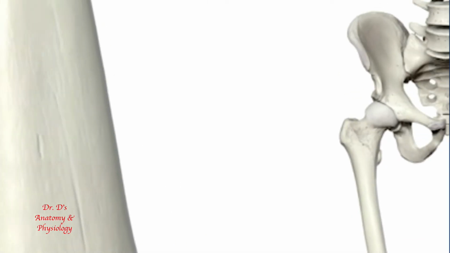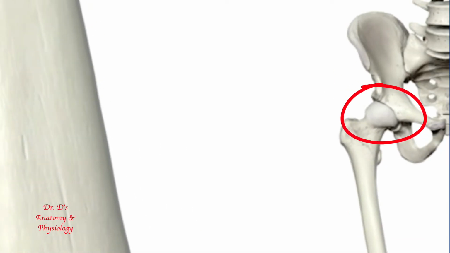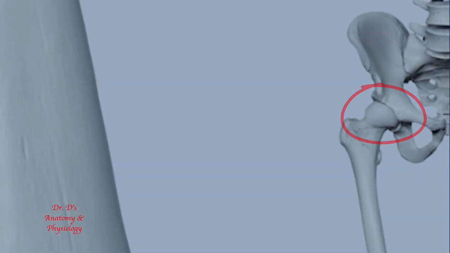The femur contributes to the ball component of the ball and socket joint, that is the hip joint. And of course, the hip joint is clinically important because fractures often occur in this area, and hip replacements are common, particularly among elderly people.